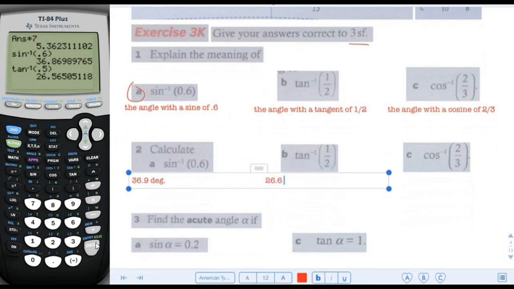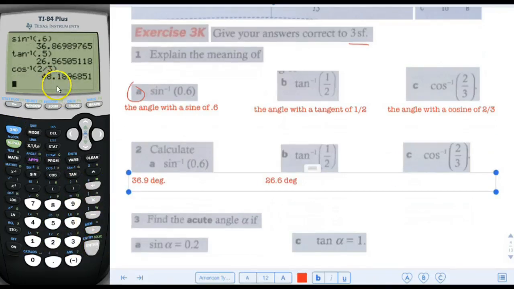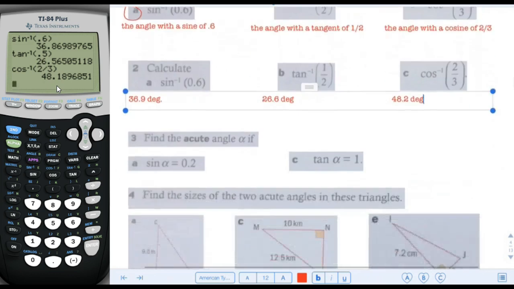26.6 degrees. I bet you appreciate the fact that I'm writing it with the typing, with the keys, and then you can read my writing easier. Inverse cosine of 2/3. So we'll go inverse cosine of 2/3. Okay, 2/3 is easier to write with a fraction. 48.2. 48.2 degrees. Okay, moving on.